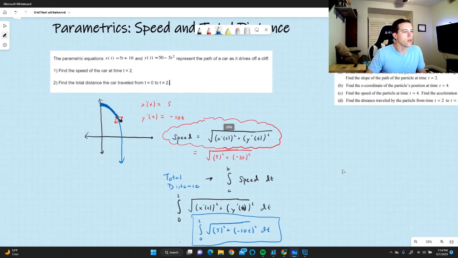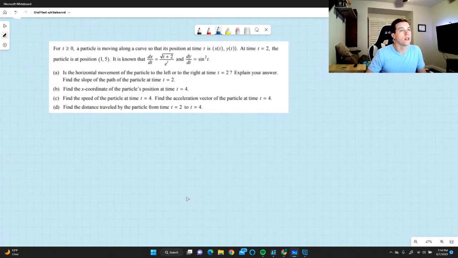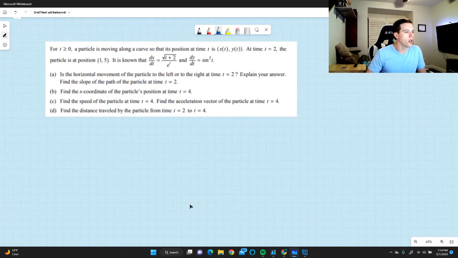All right, so let's take a look at an actual, real-life, legit FRQ on this topic. So parametric FRQs are our friends because they are pretty cut and dry. But let's see for ourselves. All right, so for t greater than or equal to 0, a particle is moving along a curve, so its position is given by an x equation and a y equation. Great. At time t equals 2, the position is given, that looks like an initial condition, and it has to be both. So we have an x initial condition, and we have a y initial condition.